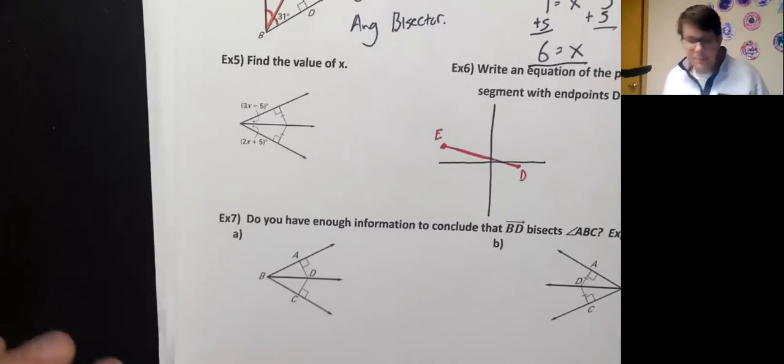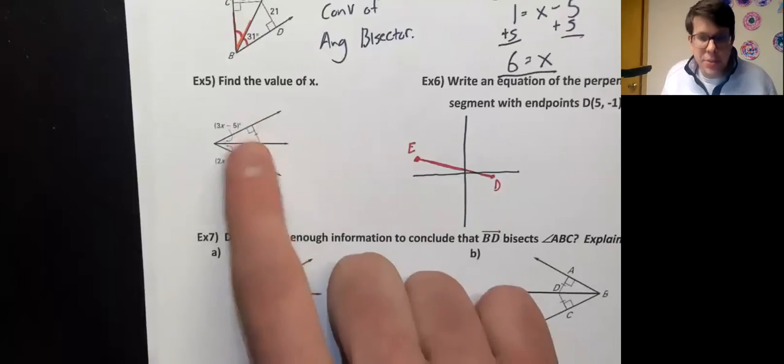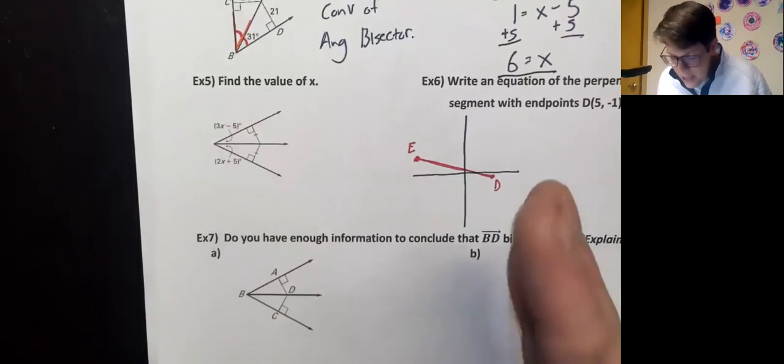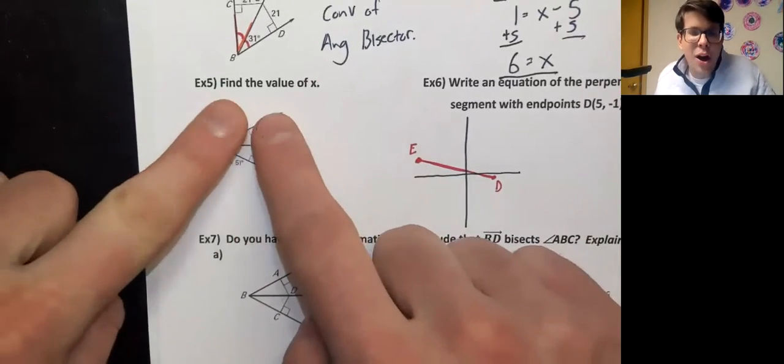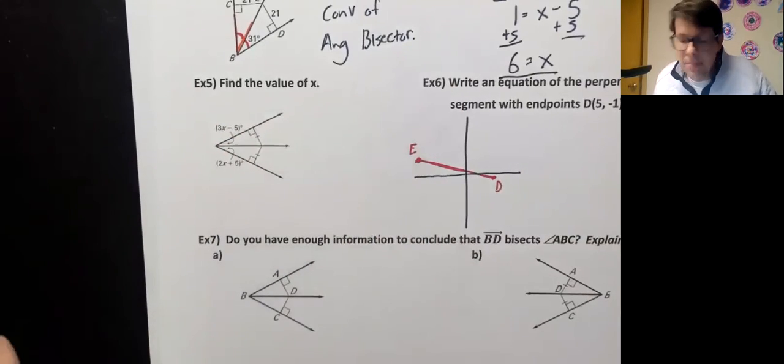Let's try example number 5. So for example number 5, this one right here says that they want you to find the value of x, and it has got all of the great markings in there. I want you to try out example number 5 on your own.